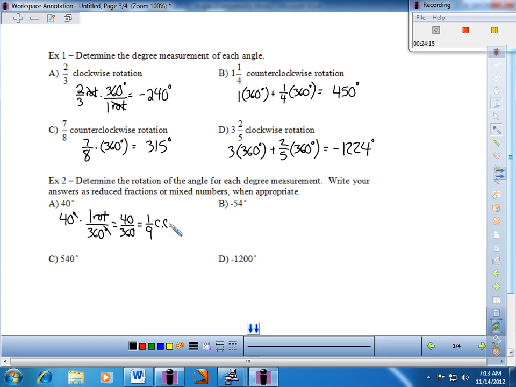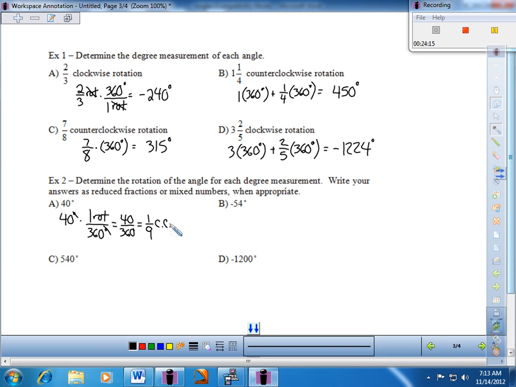1/9 going around counterclockwise is quite a bit different than 1/9 going around clockwise. Those terminal sides would be in 2 entirely different spots. Okay, so match up the terminal side with the angle measurement and the rotation. Put it all together, everybody.